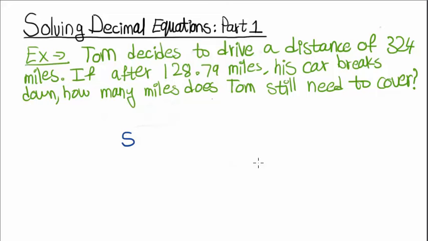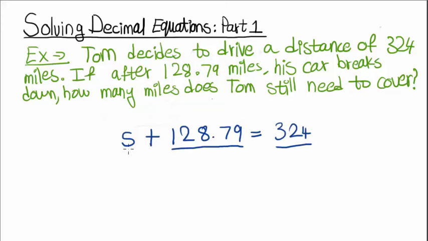But we know that he has already covered 128.79 miles. So we can say s plus 128.79 will give me the total number of miles that Tom decided to drive on the trip. In this case, that number is 324. So all we really need to do is solve for the variable s by isolating it.